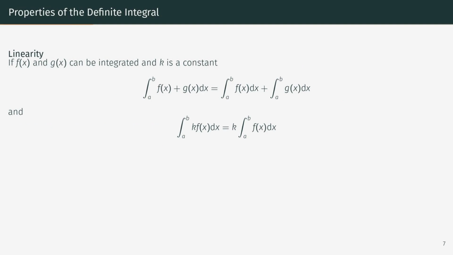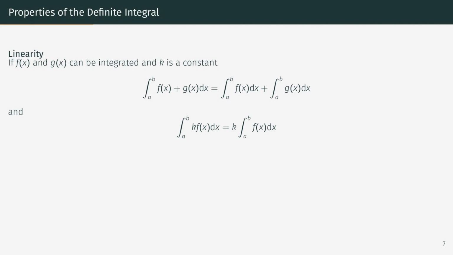The fourth concept, and one that is often used in mathematics, is the concept of linearity. If f of x and g of x can be integrated, and k is a constant, then the integral can be split up into its two parts. So the integral of f of x plus g of x dx from a to b is equal to the integral of f of x dx from a to b plus the integral of g of x dx from a to b.